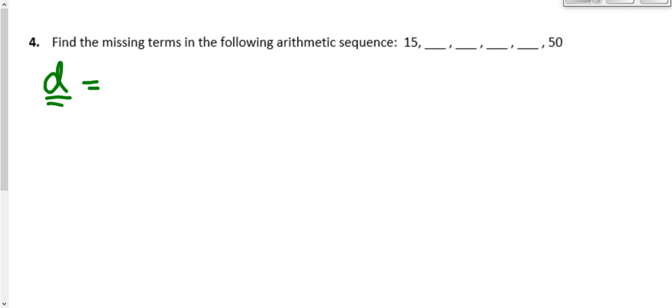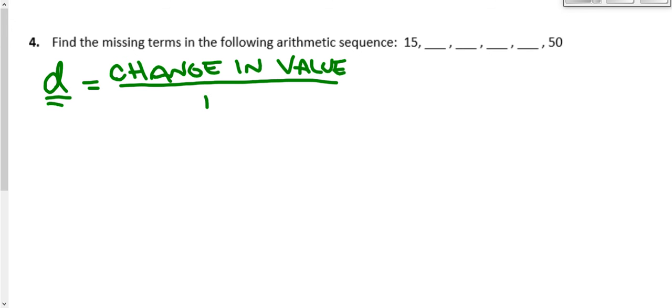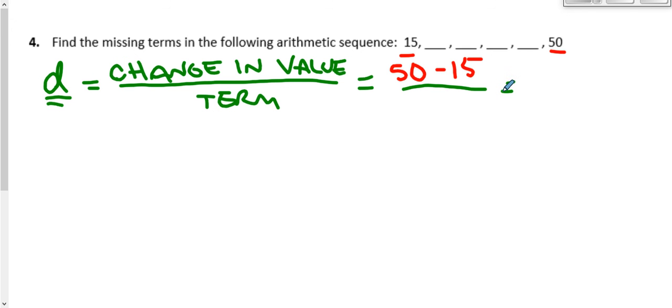I don't remember how I phrased it in the lesson. It's all right. The change in value, I think I said value moved, per term. So all we have to do is figure out the total change in value and divide it by the total change in terms, and we should get our answer. To find the change in value, we can take a look at the difference between these two numbers. We went all the way from 15 to 50. So if I do 50 minus 15, I'll get the change in value. So 50 minus 15 is 35.